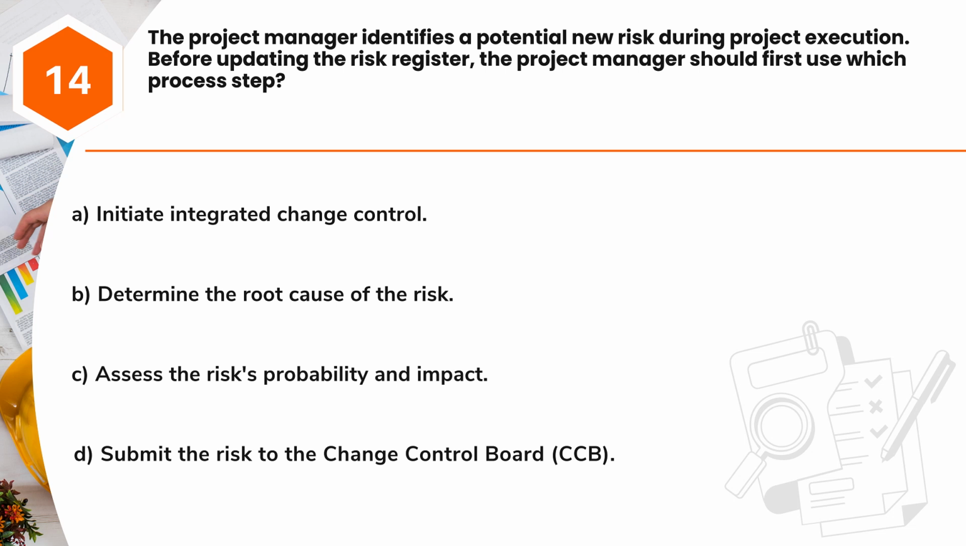Question 14. The project manager identifies a potential new risk during project execution. Before updating the risk register, the project manager should first use which process step? A. Initiate integrated change control. B. Determine the root cause of the risk. C. Assess the risk's probability and impact. D. Submit the risk to the Change Control Board, CCB.